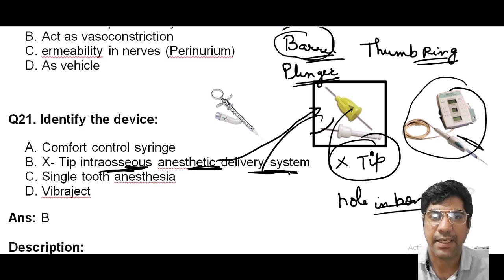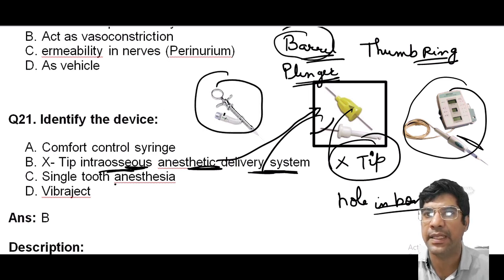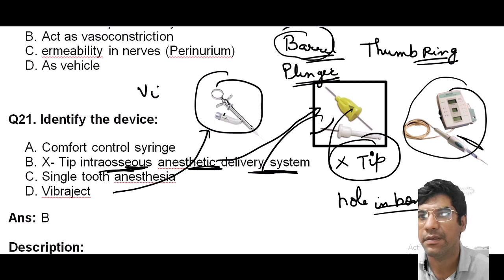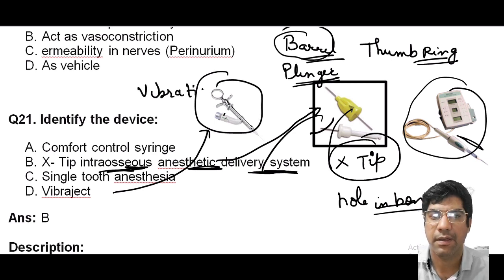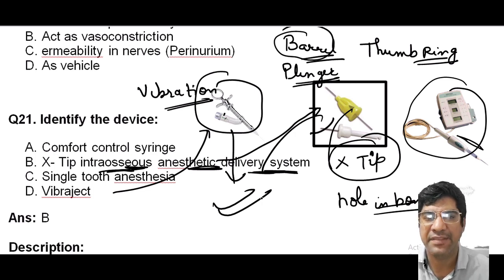Other is Vibraject. It is a device that attaches to a standard anesthetic syringe and delivers vibration to the needle. So the vibration would stimulate sensory receptors and make the injection more comfortable for the patient. So this vibrating action would reduce the sensation of pain or discomfort that is associated with the needle insertion.